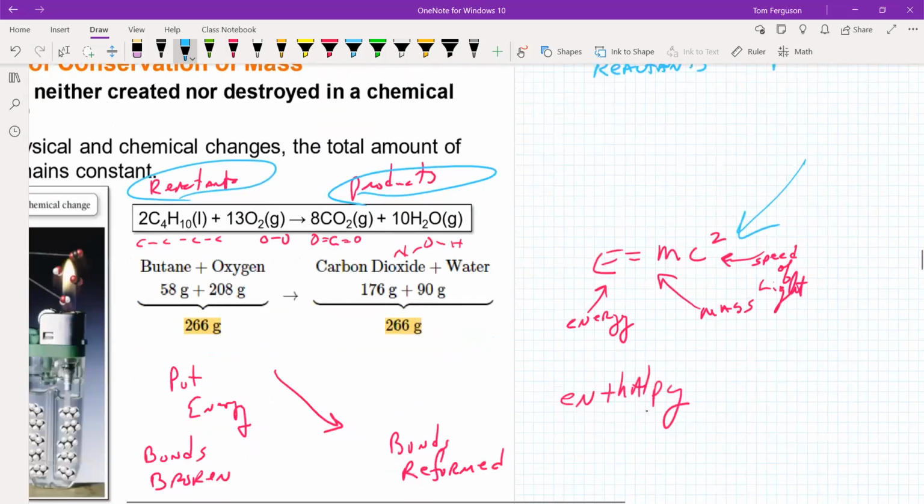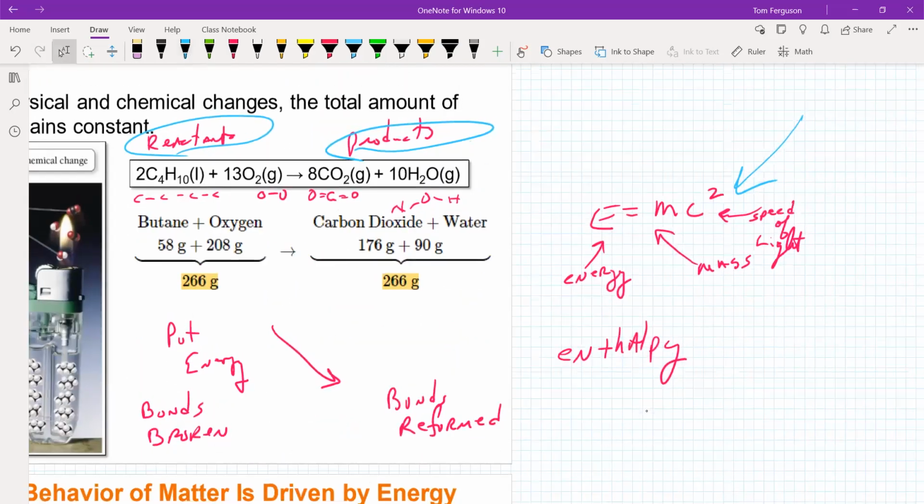Okay, let's look at a reaction. We have C4H10, which is butane. We're going to take and burn that in an oxygen environment. I'm going to end up with carbon dioxide and water. The reactants are butane and oxygen, products are carbon dioxide and water. But the mass of what you started with, 266 grams, is equal to, if we weighed the carbon dioxide gas and the water gas, it'd also be 266 grams.